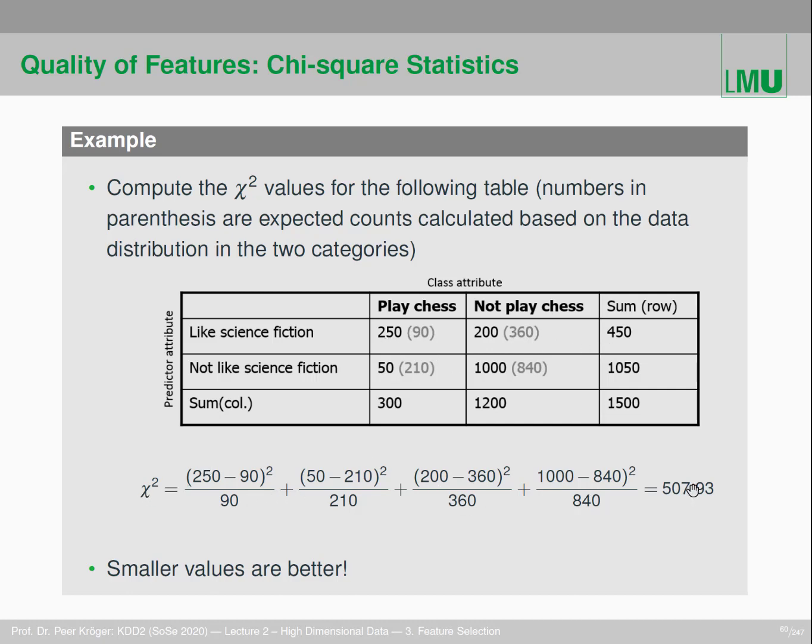So here is the number crunching, and you see here that the chi-square of this science fiction like or not like attribute is 500 something. Well, of course the sheer number doesn't tell you anything, but now you can compare different attributes, and of course you will take those that have the smaller values. So you will take the k attributes that have the smallest g-square values in that case.